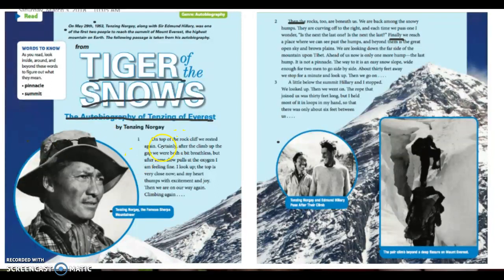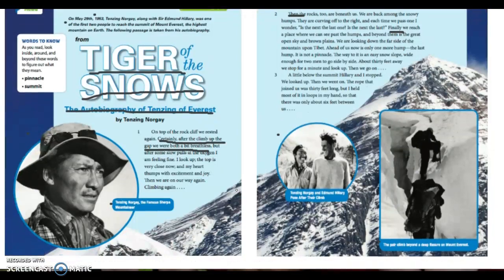On the top of the rock cliff, we rested again. Certainly, after climbing up the gap, we were both a bit breathless, but after some slow pulls of oxygen, I am feeling fine. So that is showing us here. It says, certainly after the climb, we both are a bit breathless. This is really showing us how the author is feeling during this time and some things that he's struggling with going through the climb.